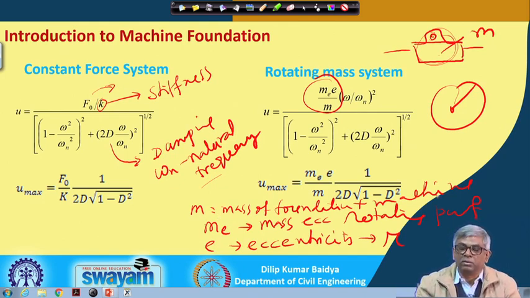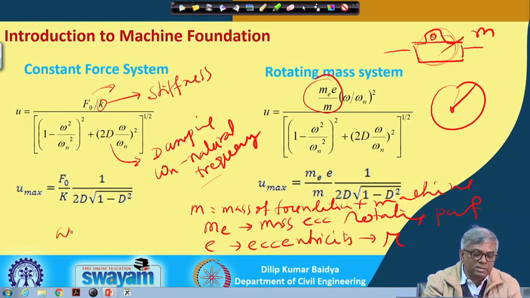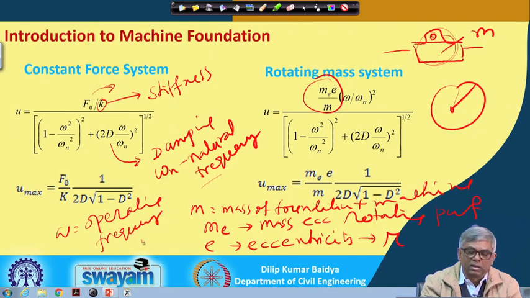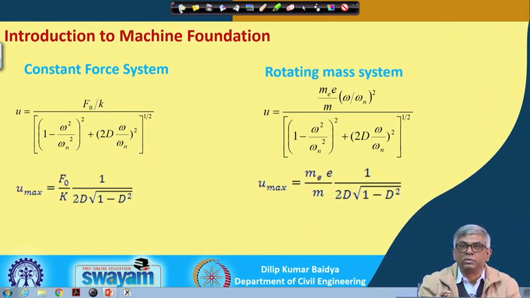So, all those terms are known now, and omega is the operating frequency, which can be varied, depending upon your requirement. So, all terms are explained now. Now, if I want to find out this amplitude or natural frequency from this, what are the things you require?